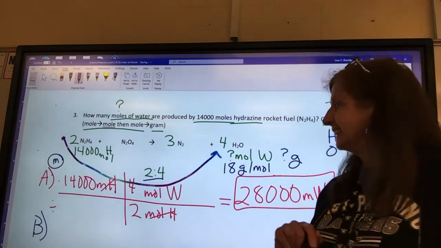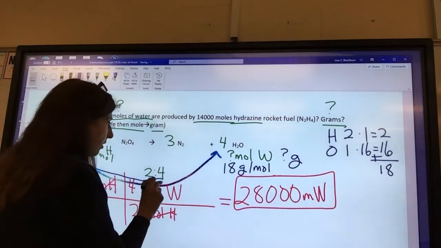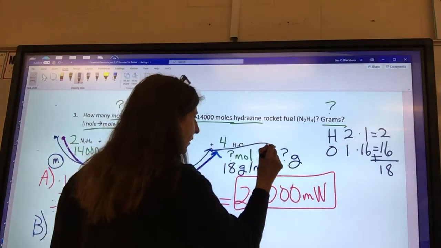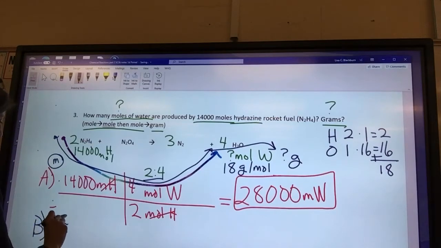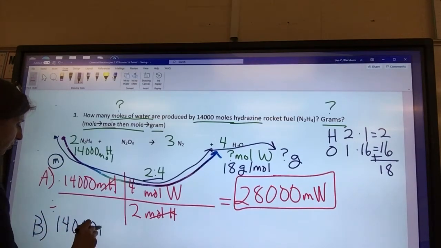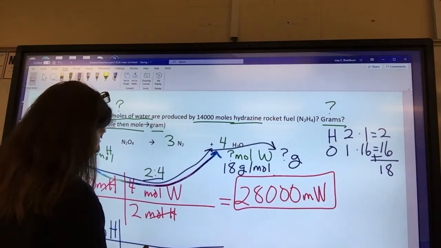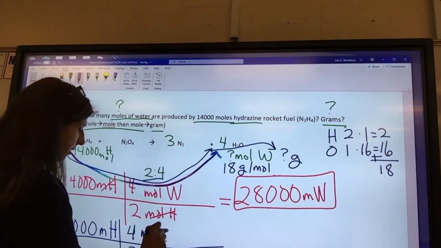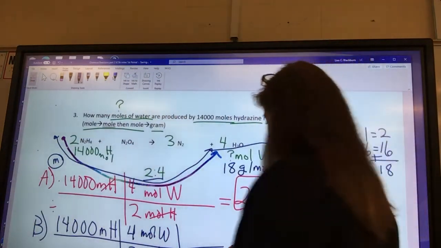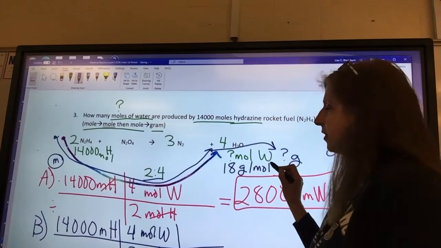Okay? All right, so now we're going to do it again. And this time, we're going to end up with grams. I guess we need to go all the way over there. Okay, so what are we going to start with? What we know. 14,000 moles of hydrazine. What goes on the bottom down here? Moles of hydrazine. So it's 2 moles of hydrazine, 4 moles of water. What goes on the bottom down here? Moles of water. And that is this mole right here. So what's the coefficient that goes with that, or the number that goes with that mole?